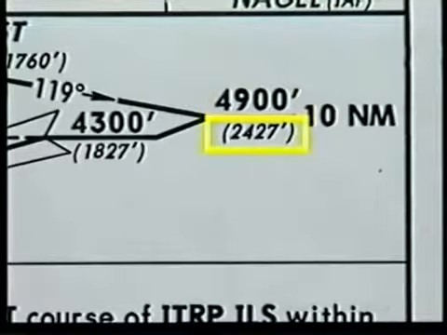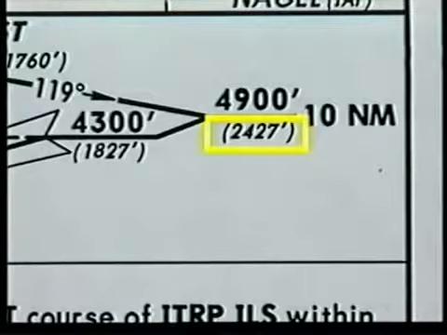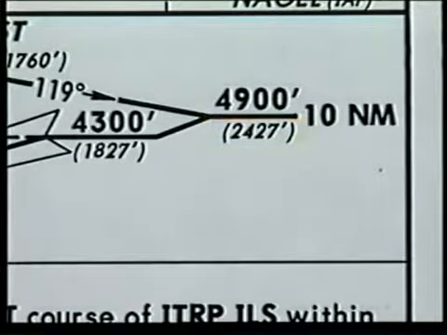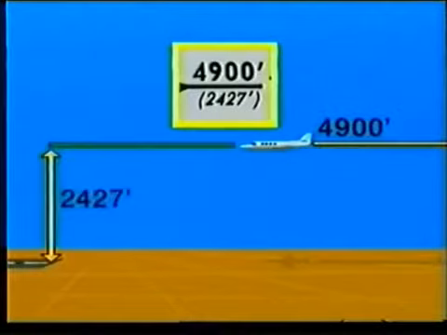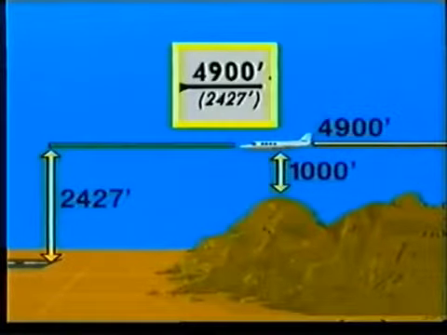The number enclosed in parentheses shows the height of the flight path above the runway touchdown zone, not the height above the ground. For example, when you're flying at an altitude of 4,900 feet MSL on this approach, you are 2,427 feet above the runway touchdown zone. However, since this is part of the initial segment, your obstacle clearance may be as little as 1,000 feet.